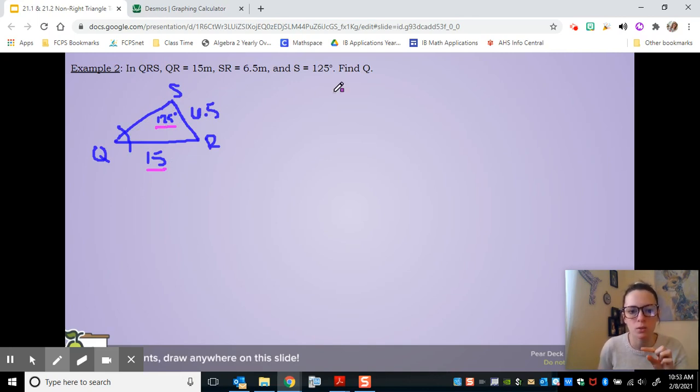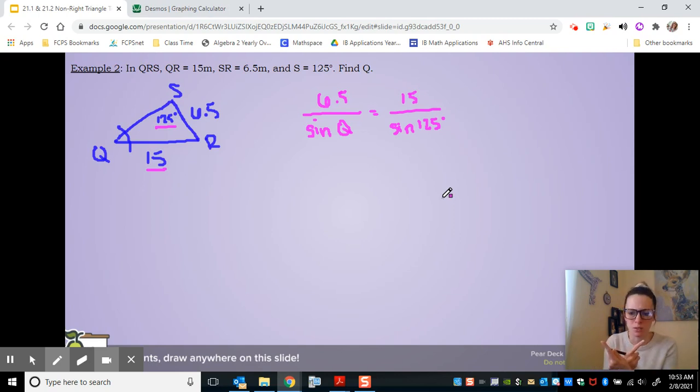So let's try to do this one without first writing the formula, because ABCs aren't going to help me in this one anyway. So thinking about what I'm looking for, I have the side 6.5. I'm looking for the angle across from it. So I need that divided by the sine of Q. Always divided by the sine of the angle. That's going to be set equal to the other side that I have, 15, divided by the sine of the angle I was given, which is 125.